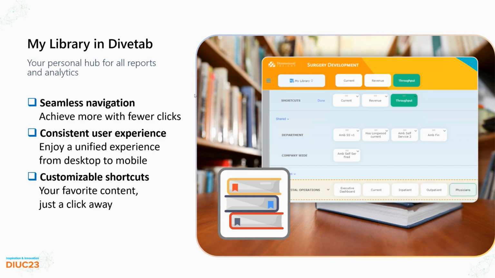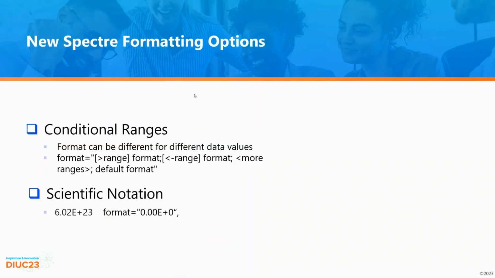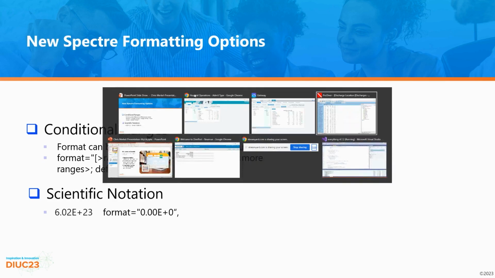Now, I'd like to switch topics and talk to you about two new Specter formatting options. These are conditional ranges, where the format of your data actually depends on the value of that data, and scientific notation, which is for very large numbers. Let me jump right into a demonstration to show you.